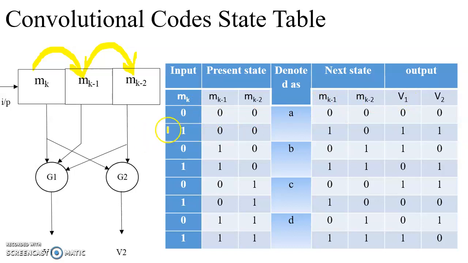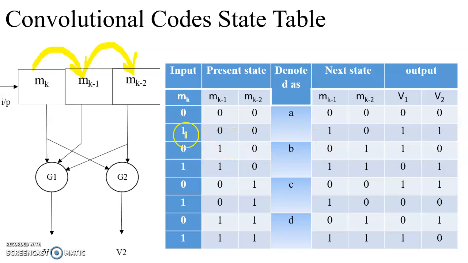So V1 is the addition of all 3, that is 0 plus 0 plus 0. This is mod 2 addition, so it is going to be 0. V2 is the addition of 0 plus 0. It is 0 again. So next we are going on to the input 1.